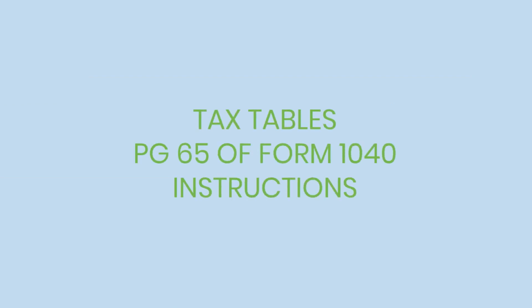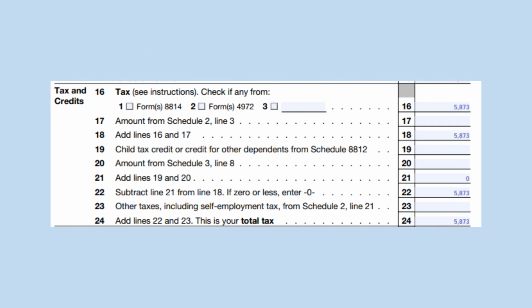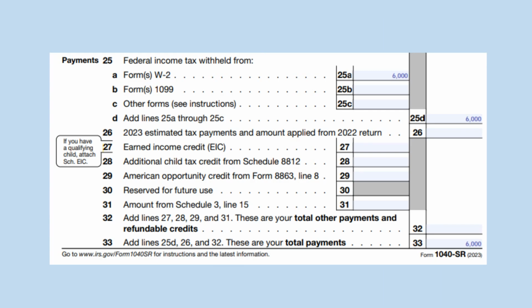Next, we will calculate your tax using the tax tables that begin on page 65 of the Form 1040 instructions. Since your taxable income is at least $48,000 but less than $48,050 and you are single, your tax is $5,873. Place that amount on line 16 and carry it down to lines 18, 22, and 24, as you have no other taxes nor credits.